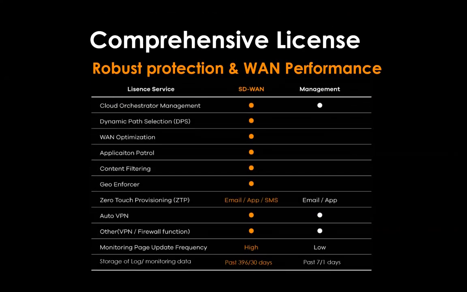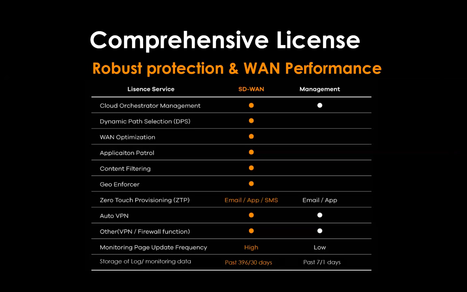So the licensing is what you see here. When you buy the SD-WAN functionality license, you get orchestrator management, you get the dynamic path selection, the optimization, the application control, everything you see here, and it includes 30 days of monitoring data, as well as basically a full year's worth of storage logs. So you're able to see all that information.